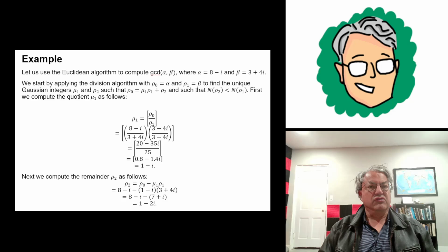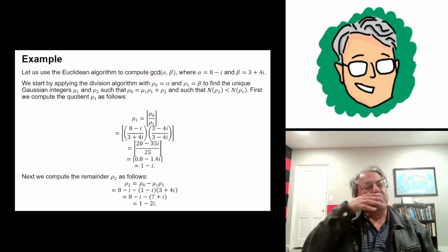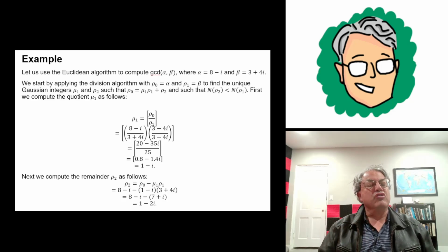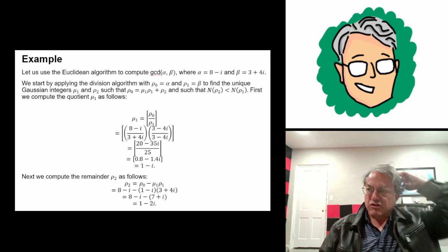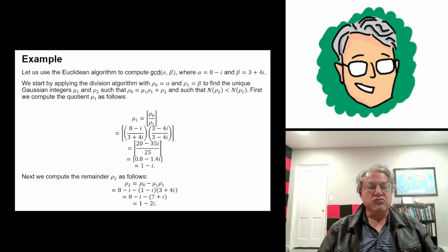Well, we apply the Euclidean algorithm, which is the repeated division algorithm. The first thing we do is set rho 0 equal to alpha and rho 1 equal to beta. And then remember, the division algorithm says we want to find the quotient and remainder. I'm calling the quotient mu 1 and the remainder rho 2.